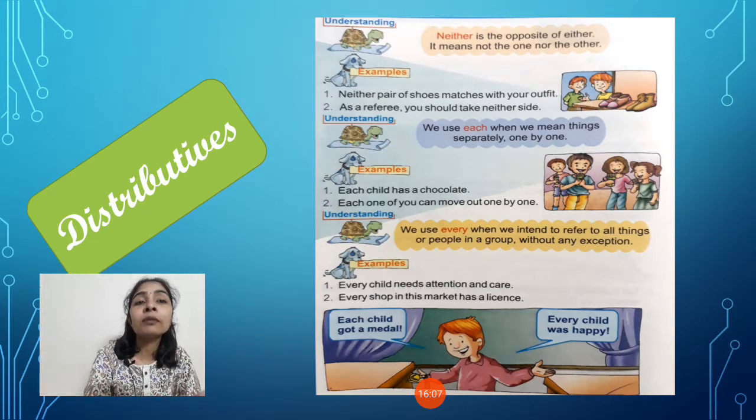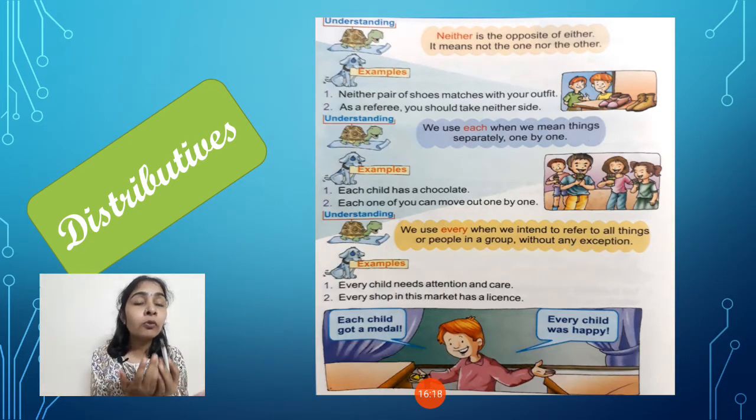Each one of you can move out one by one. So when I say one by one, it means I am giving equal importance to every member. Next is every. When I take the whole group all together, collectively, then I use every.